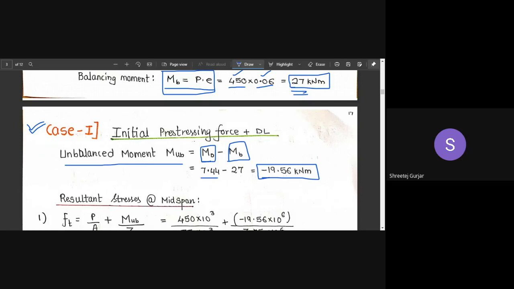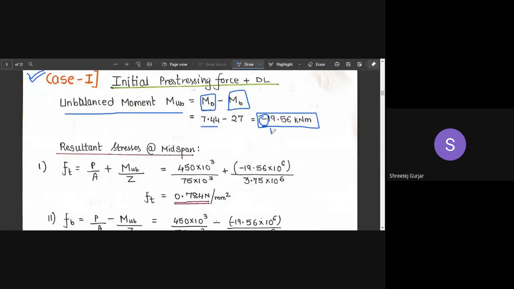Unbalanced moment, that is minus 19.56. Okay, remember to use this negative sign. Do not forget this negative sign while substituting. Okay, so you have to substitute it along with your negative sign.